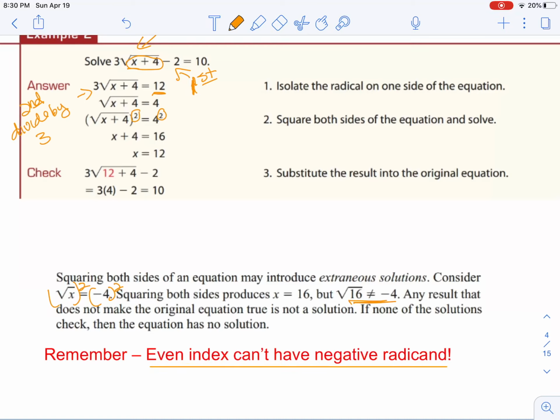So we put this back in, we do the check. All you do is go into the original equation. It's really important, go into the original equation. 3 times the square root of 12 plus 4 minus 2, and that's supposed to equal 10. And 12 plus 4 is 16. The square root of 16 is 4, so 3 times 4 is 12 minus 2 equals 10. Yay, it checks.